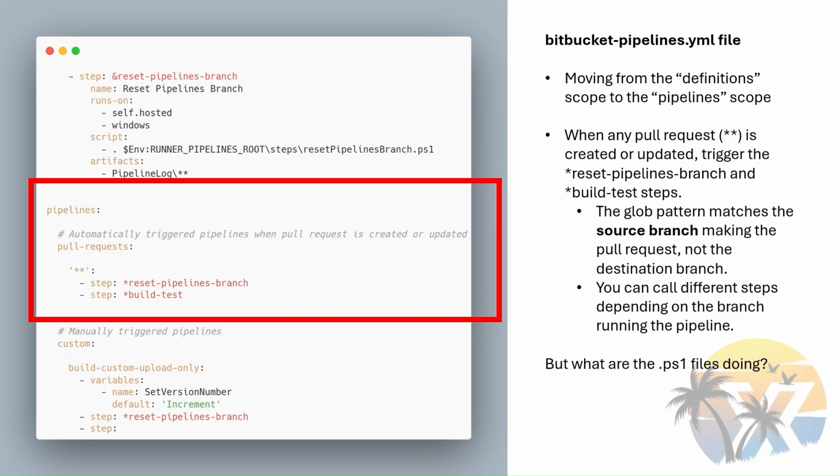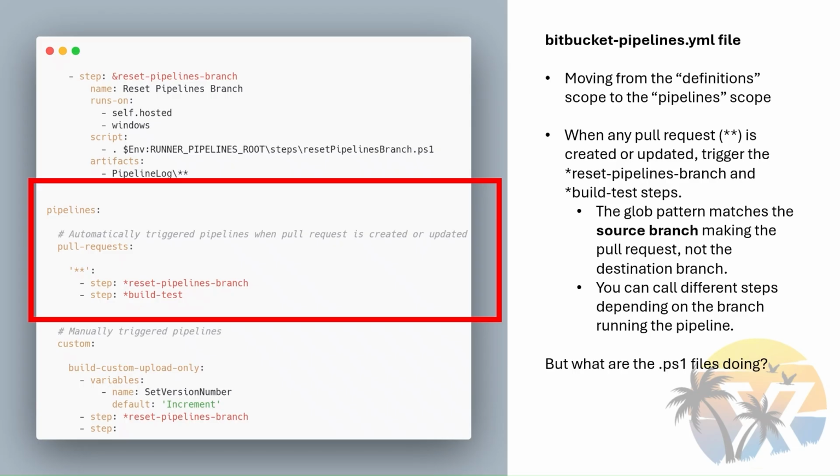So the first thing we have here within pipelines is pull requests, and that is the event trigger. We're saying within this pull request scope, this is all the stuff that's going to get automatically triggered whenever a pull request is created or updated. So here, what I'm saying is we have pull requests, and then under that, I do quote, asterisk, asterisk, quote. What that's saying is it's a glob pattern. It's saying any pull request that gets made.